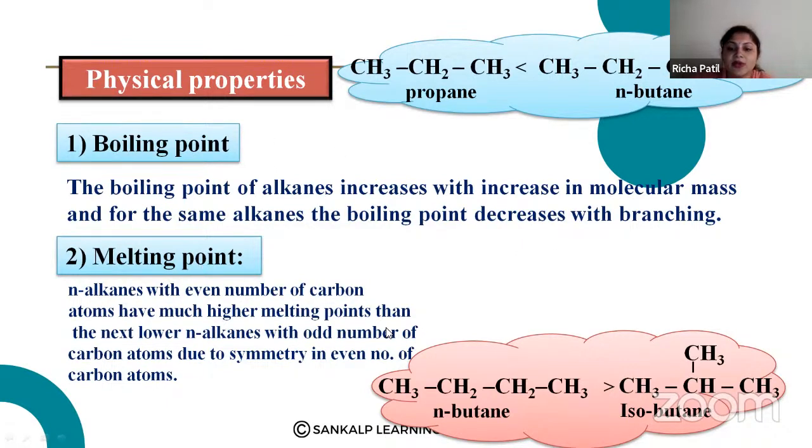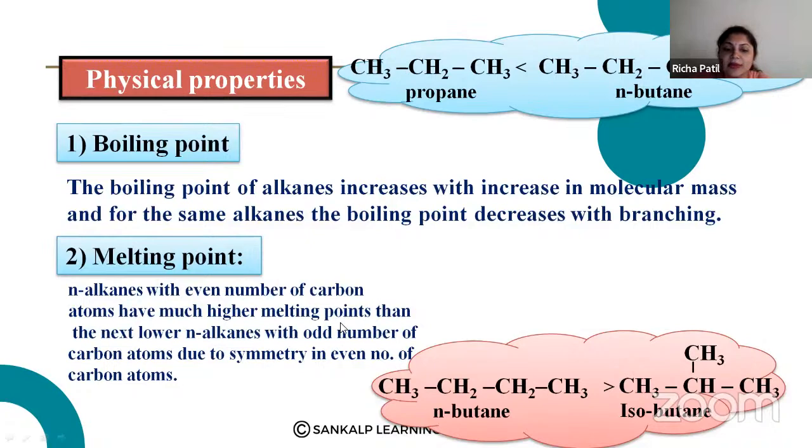Then with respect to melting point, what will happen? N-alkanes with an even number of carbon atoms have much higher melting point than the next lower n-alkanes with an odd number of carbon atoms, due to symmetry in even number of carbon atoms. So whenever you consider even number of carbon atoms in straight chain alkanes, they have higher melting point as compared to odd number of carbon atoms. The reason is symmetry.